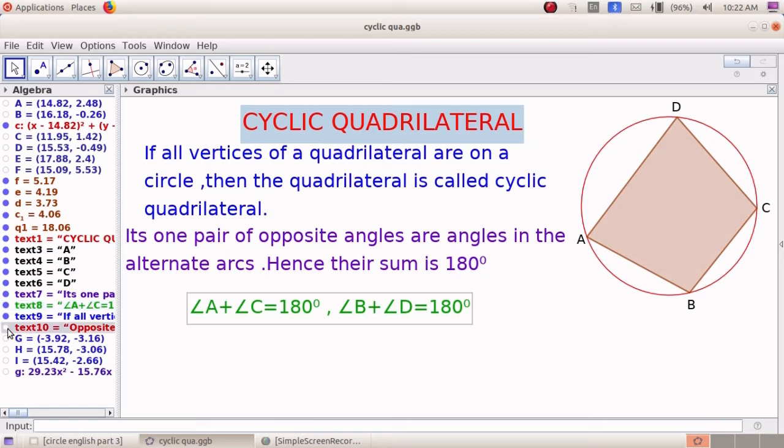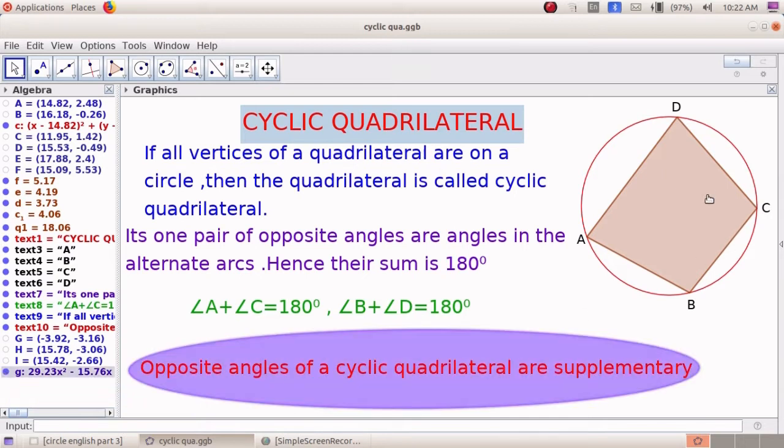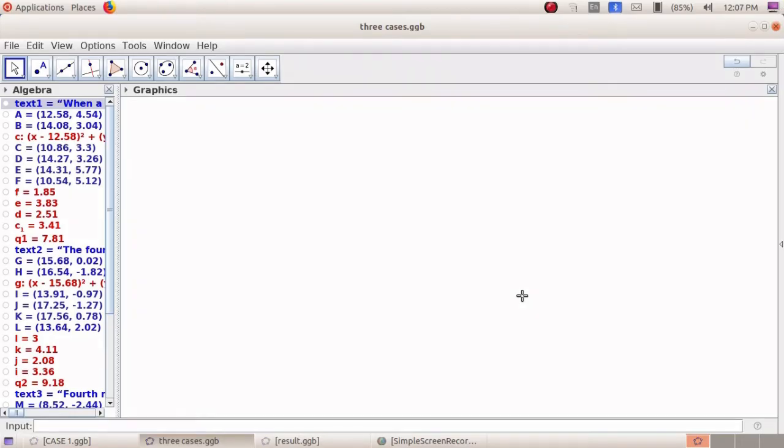Let us write that. It is a very important result. We have to apply this result when we try to solve problems. You have to put this one in a box. First of all, draw such a figure, then write the heading cyclic quadrilateral and explain these things in your notebook. At last write this result and put it in a box. We have learned what a cyclic quadrilateral is and the property of a cyclic quadrilateral, that is, opposite angles give the sum 180 degrees.